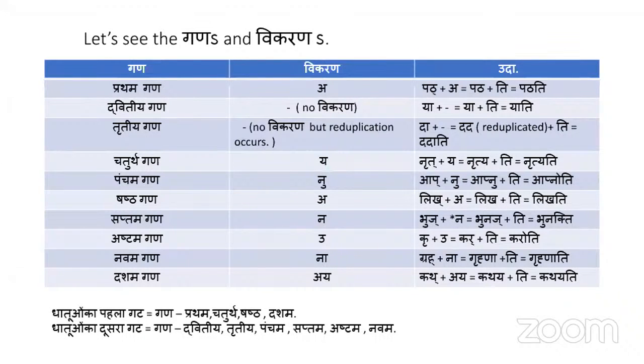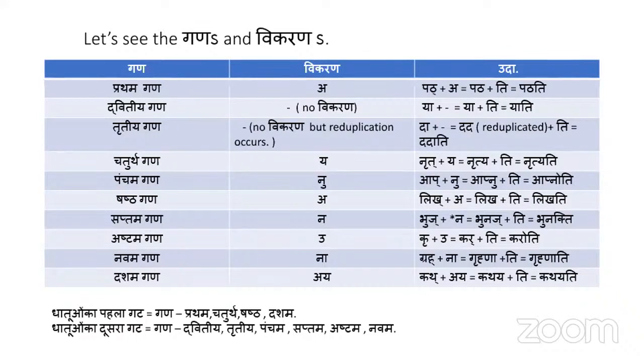But to recognize which Gan the root belongs to, every gan has been given a particular letter or particular symbol which is called vikarana. Now we will see one by one. For pratham gan, the vikarana is a. Okay, pratham gan vikarana is a. See the example, patha, the root patha is of pratham gan.